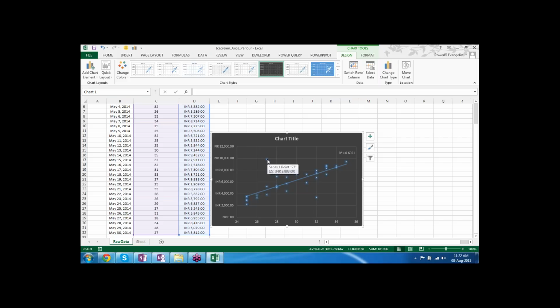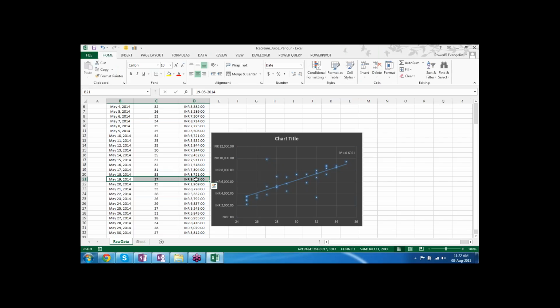There is no direct way to find out, or click and then see, which dates these are. So what we can do is take our cursor, and then we see that there is a point wherein the temperature is 27 and the sales was almost 10,000. So we try to find out where that particular place is. So we see that this is my data. So this is the problem. Problem number one we have found.